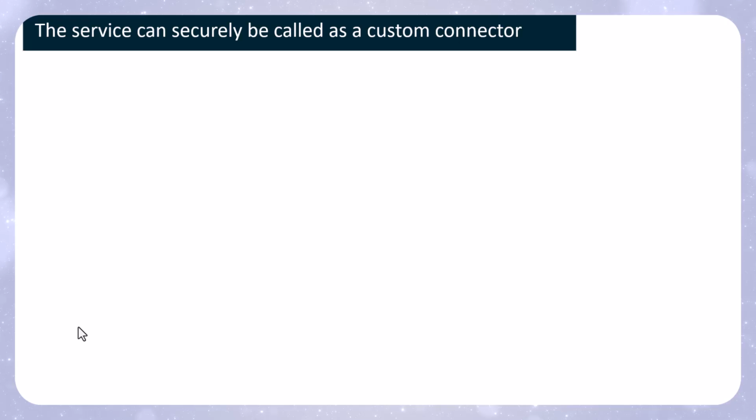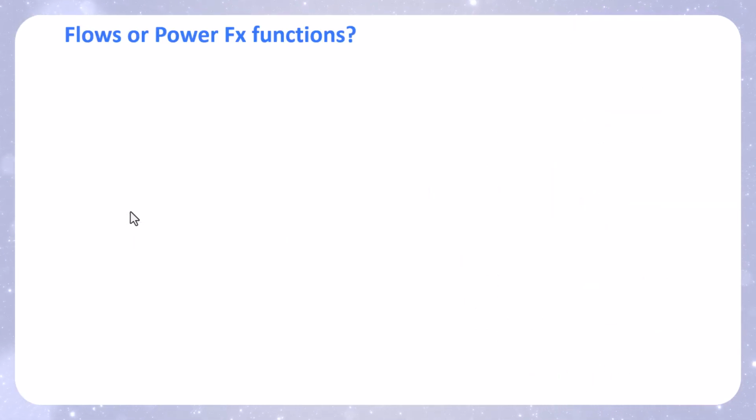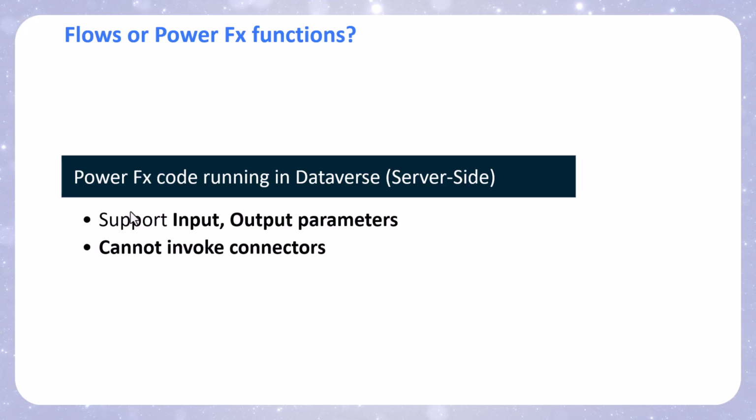Or even better, you can quickly create a custom connector on top of this web service, and you can share this custom connector so that citizen developers can just call the connector and pass the parameters like this. So that's even better. Now the question is, should we create flows or Power Fx functions?